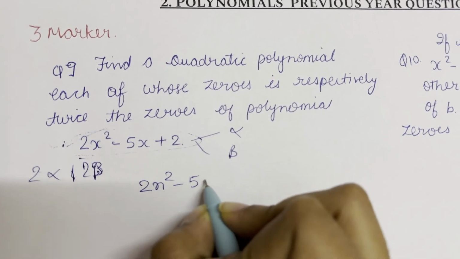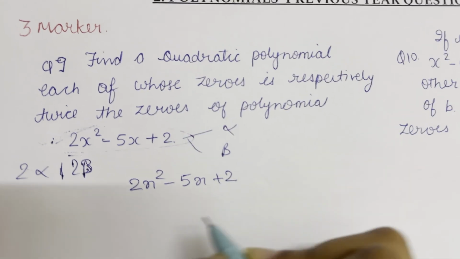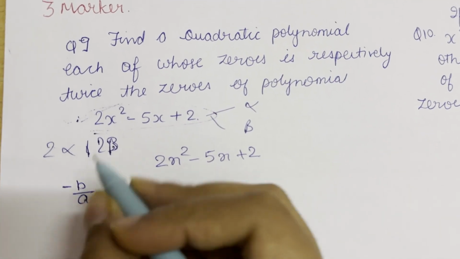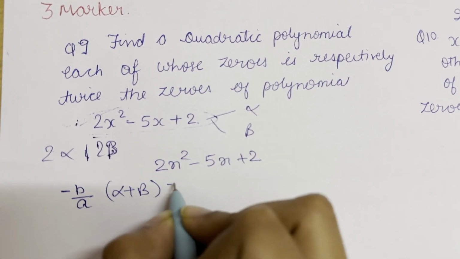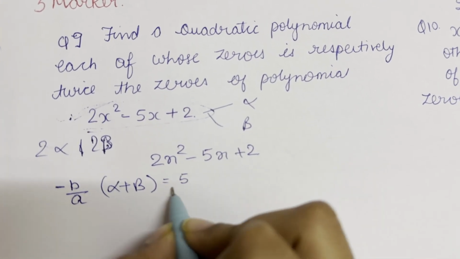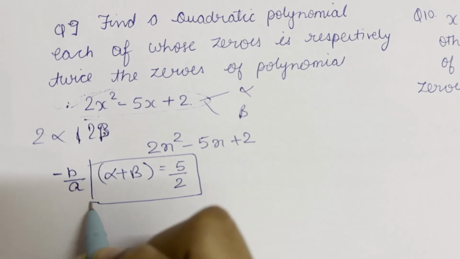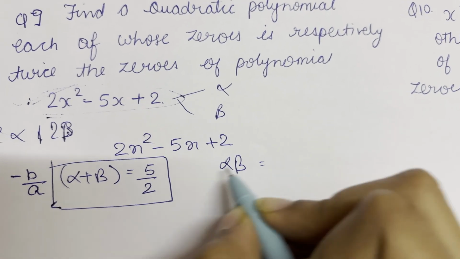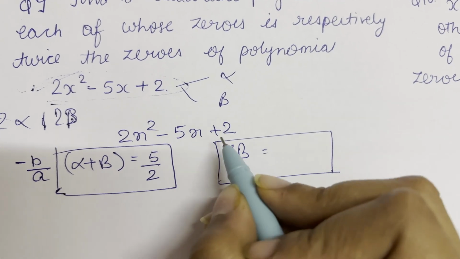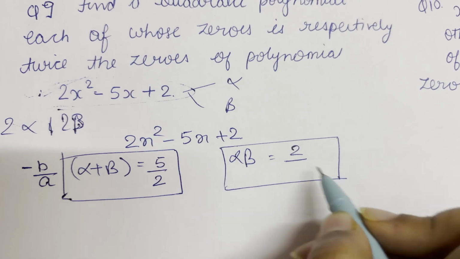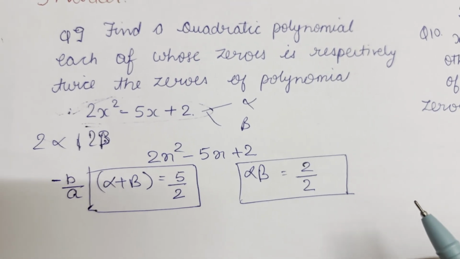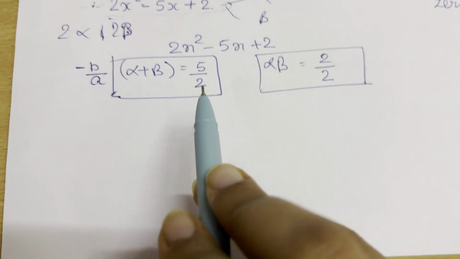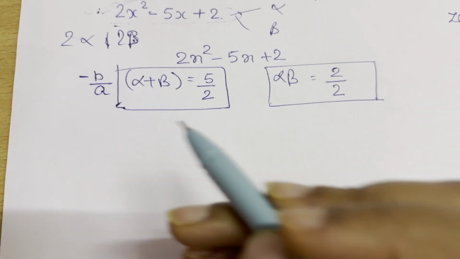Okay, so let's begin solving for this quadratic polynomial. It is 2x square minus 5x plus 2. If we try to find the sum of the zeros, alpha plus beta is equal to minus b by a. So from here we get 5 by 2. And the product of zeros, alpha beta, is equal to c by a. So c by a is 2 upon 2.